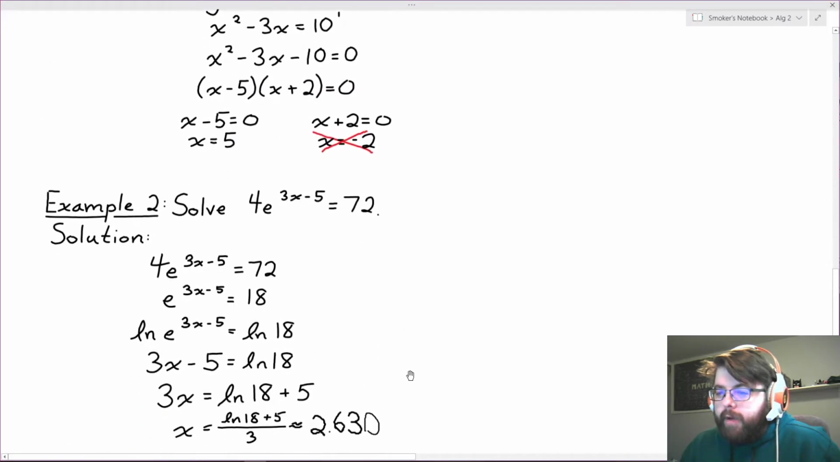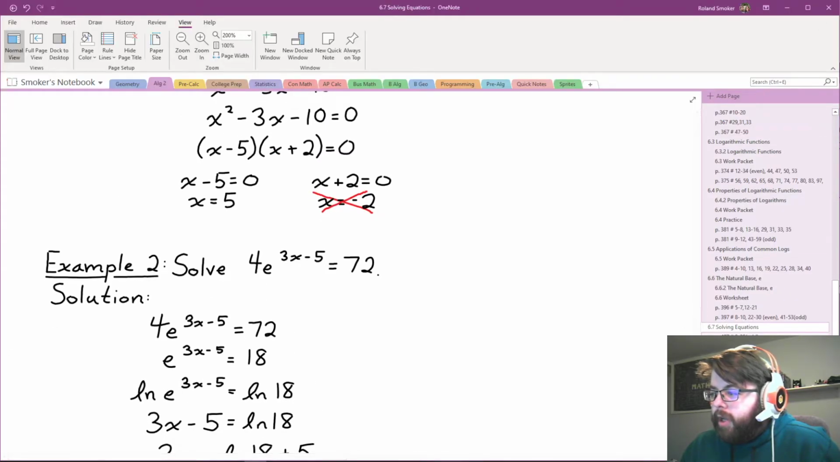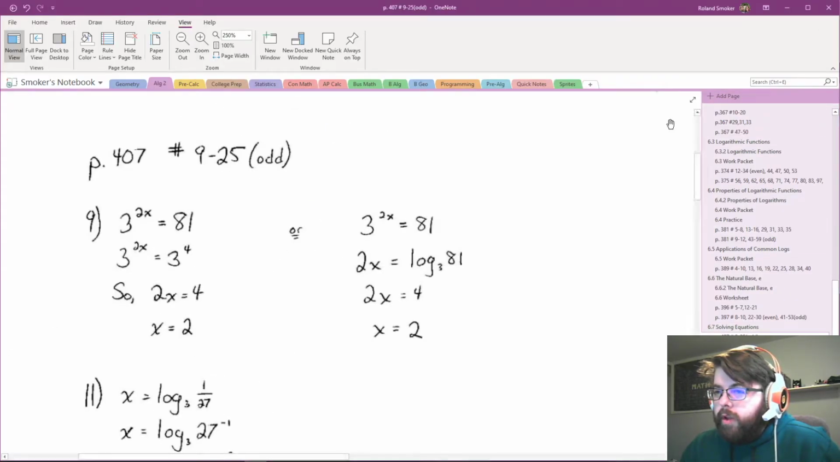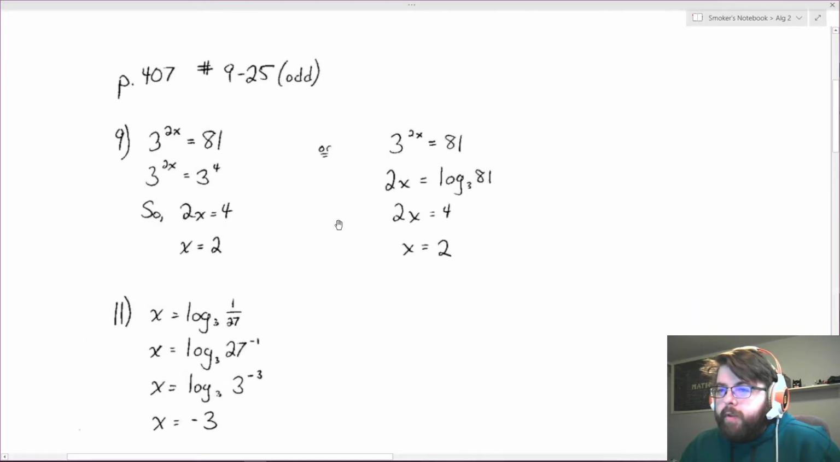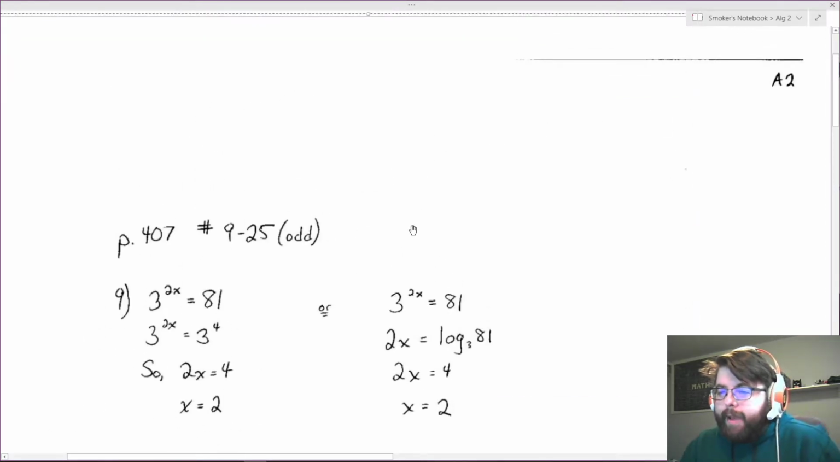Okay, so I'm going to jump over here and show some problems from the book, just to give you some more examples to look at. Then I'm going to assign some problems from the book. These are some problems I did a long time ago, but I think they'll hold up here. So number 9, they're just asking to solve for x for all of these. Here's a situation where we were given 3 to the power of 2x equals 81.